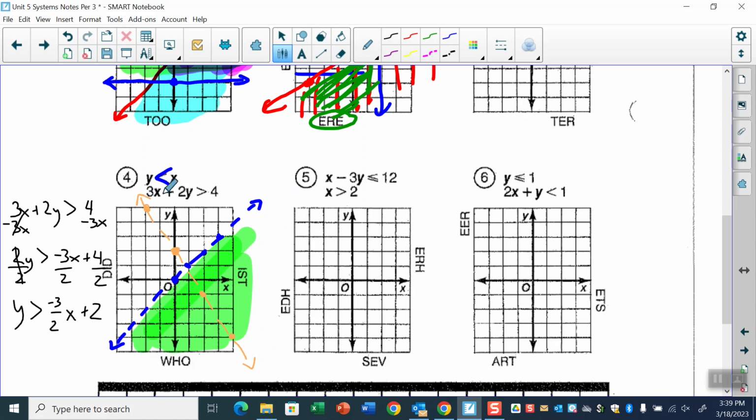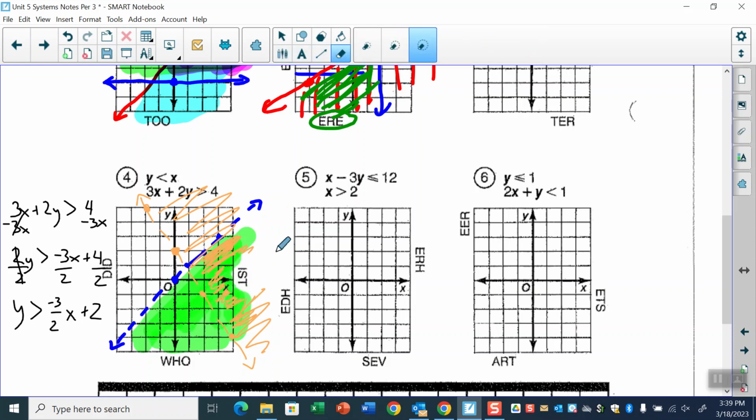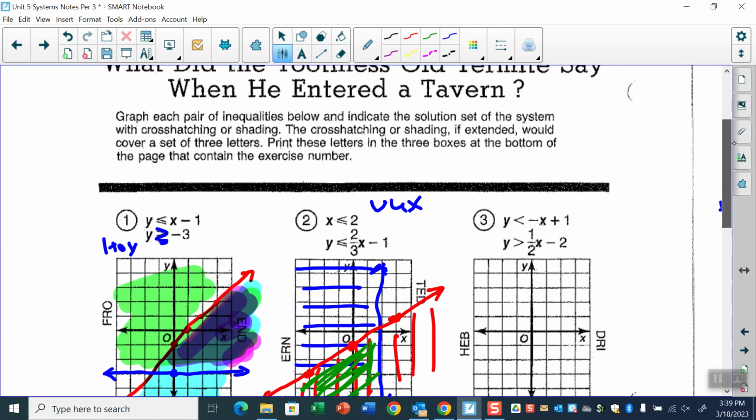And you can just type this into Desmos to check it and see if it matches what you've got here. Now I'm going to shade above, right? It's greater than, so I'm shading above. All right, and then the solution is going to be where they're both shaded. And then I want the 3 letters, so that's going to be the IST is what goes, and this is number 4.